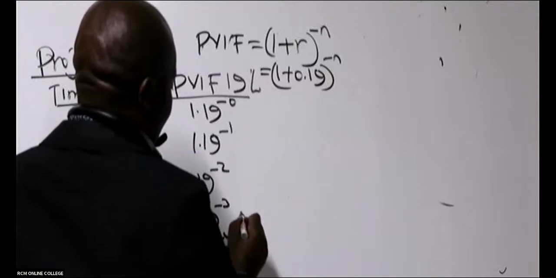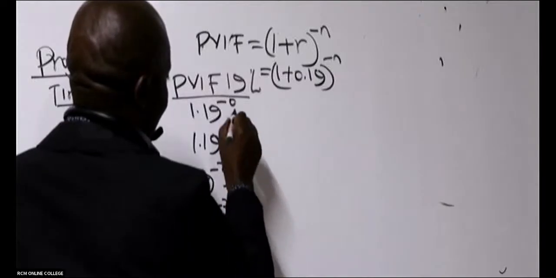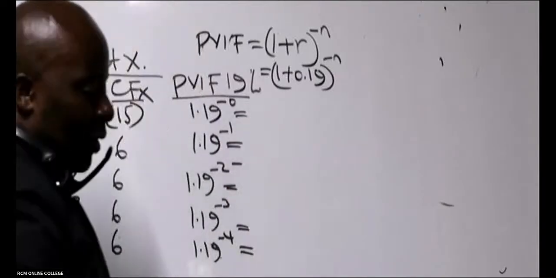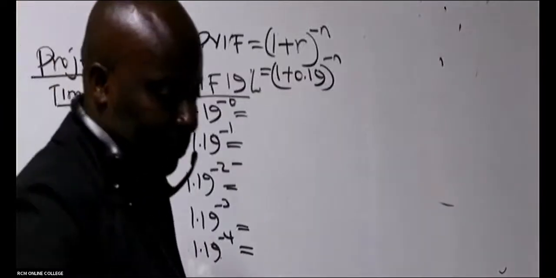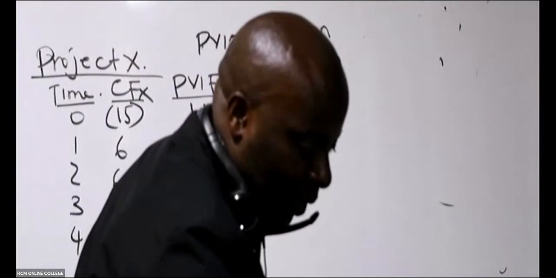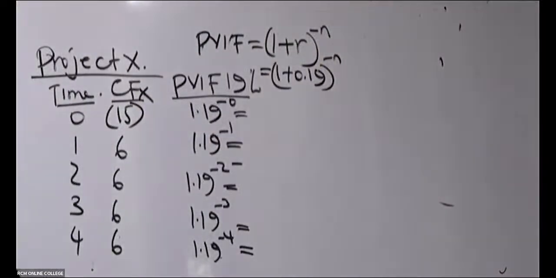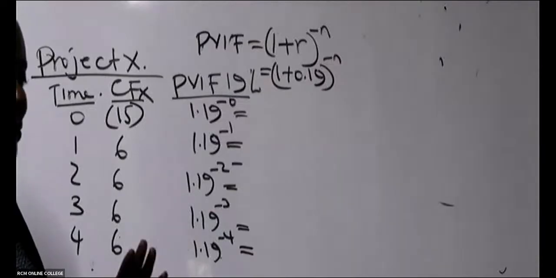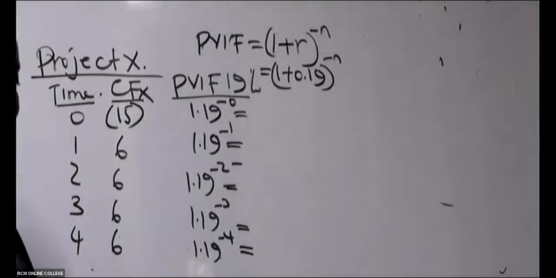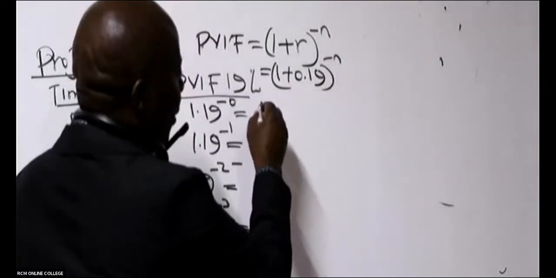Give me 4 decimal places. The first one, of course, is 1. You relax, I'll use both methods. They're the same. So we have here 1.